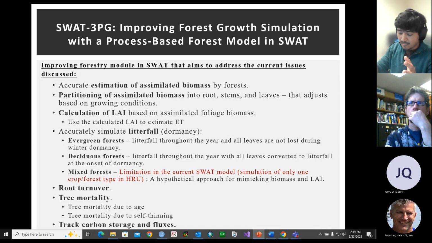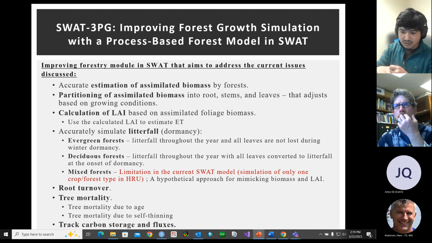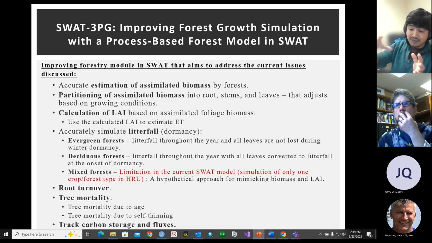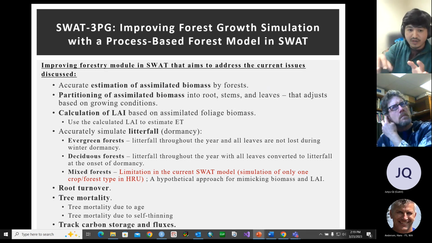So what we did was we removed the default SWOT forestry module, and we incorporated a new forestry module that's based on 3PG. I guess 3PG is a model that a lot of people have heard about, right? So we incorporated 3PG into SWOT. So SWOT simulates forest using the 3PG model. That is how we did it. And with that, we could more accurately simulate biomass, right? So we could partition the assimilated forest biomass into roots, stems, and leaves, so that we can simulate losses from these different components better, right?